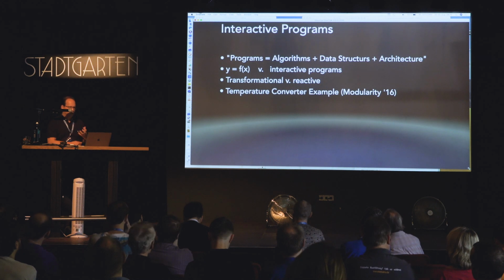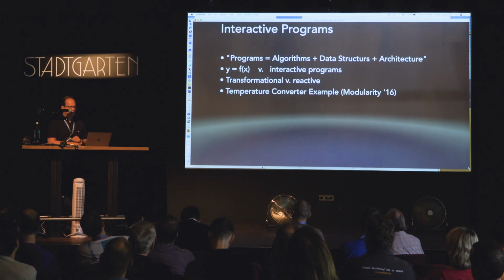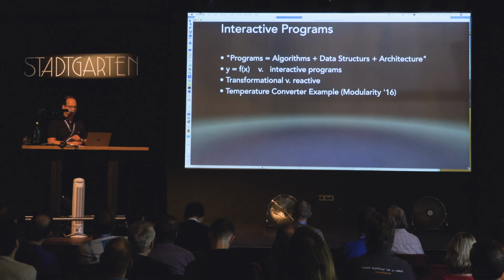And as an example of this problem, I gave a talk at Modularity in 2016, and I used a temperature converter. Just a really simple model. Here, it has a temperature and two methods to convert between them. And then you start adding UI, and you have to tear everything down because you need to add communication. And then you add persistence, and you have to tear everything down again, and the communication patterns become incredibly complex.